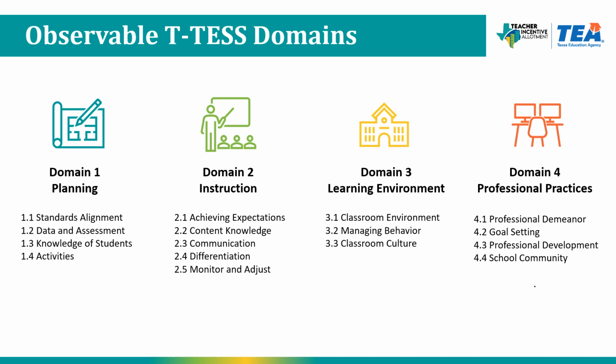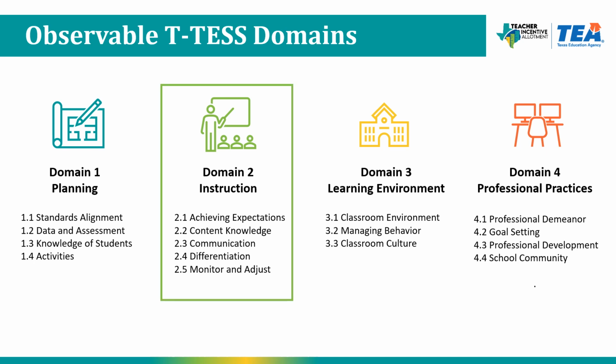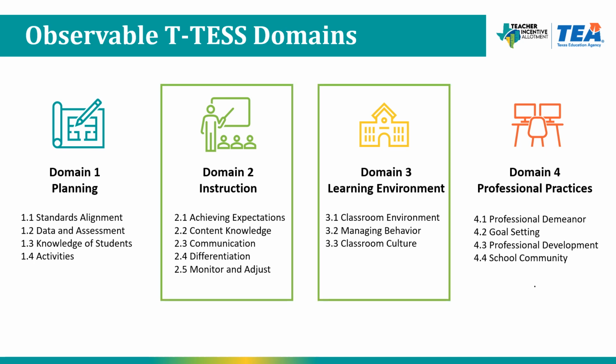Domains 2 and 3 of T-TESS, which is instruction and the learning environment, are considered observable in statute, meaning a rater could accurately rate these dimensions using only evidence gathered during a classroom observation. Observable dimensions are reported out during the data validation step. For district-created rubrics, observable dimensions are those indicators that are aligned to domains 2 and 3.